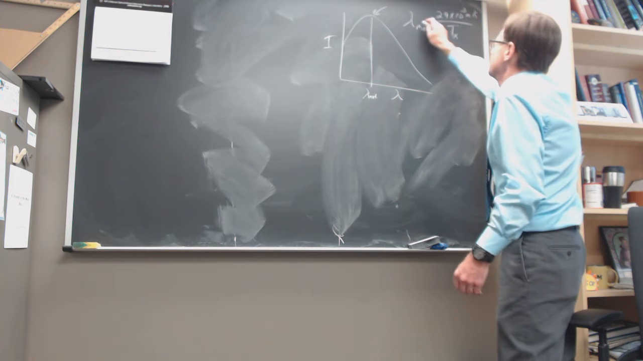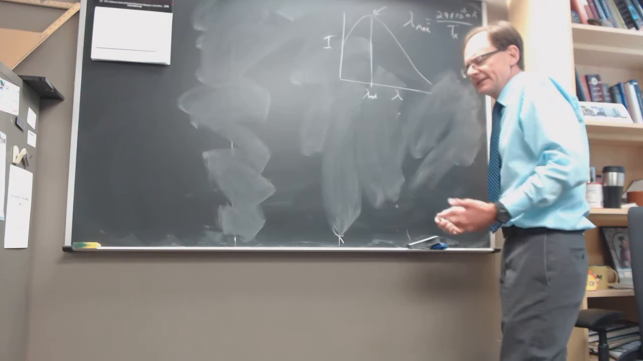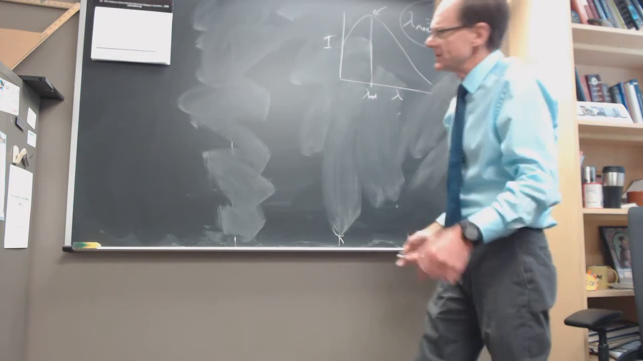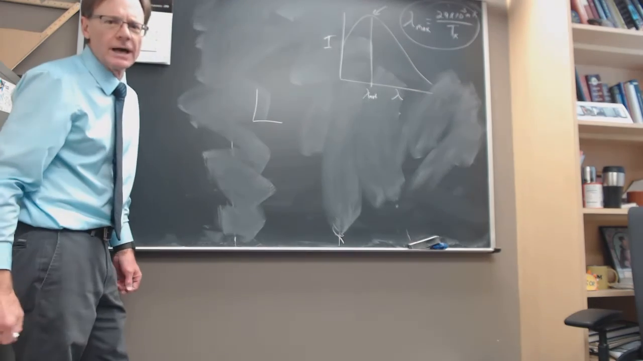So you'll see this thing getting redder as it gets cooler and bluer as it gets hotter. So that's the first thing that we see going on there. The other thing that we see happening is the total energy emitted, which we call the luminosity.